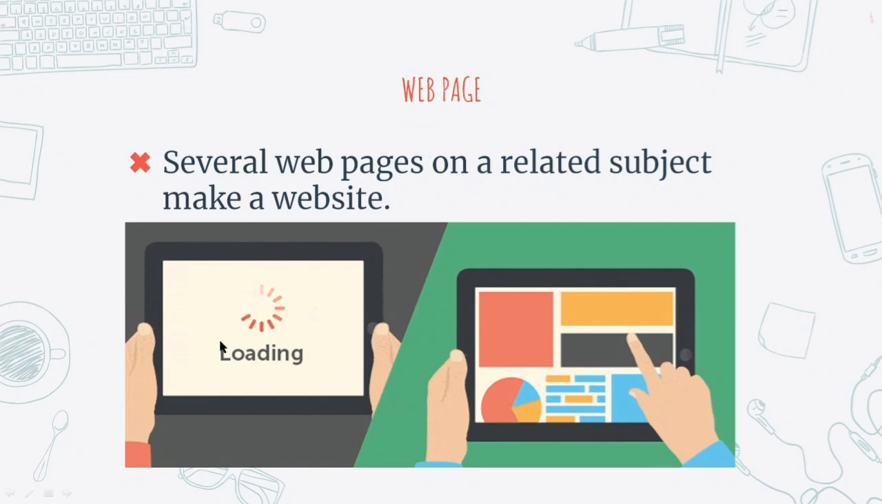Next is web page. As you can see here, when you visit any website, sometimes it's showing loading. This means the web page is loading in our browser. When you click on any website, when you search any website in the browser, it takes some time to load. This is web page. Inside the website, there are many web pages like home page, contact page, visitors page. So these are web pages, and collection of all these things are website.